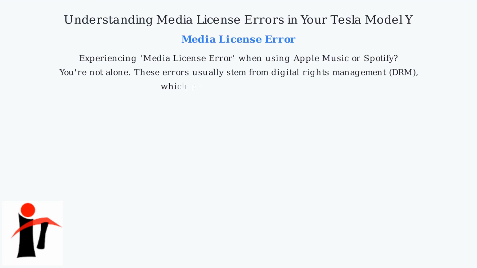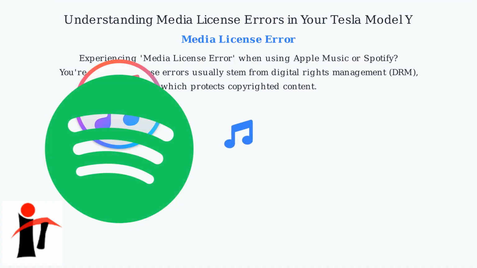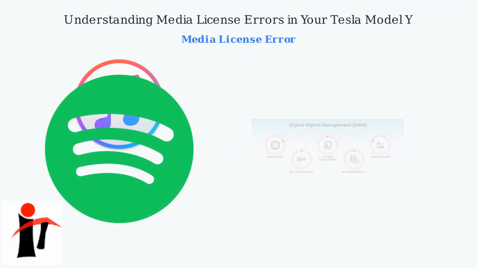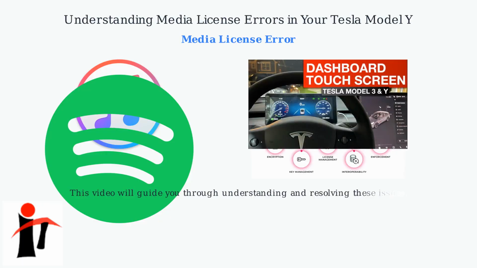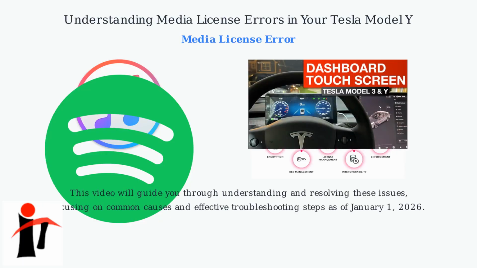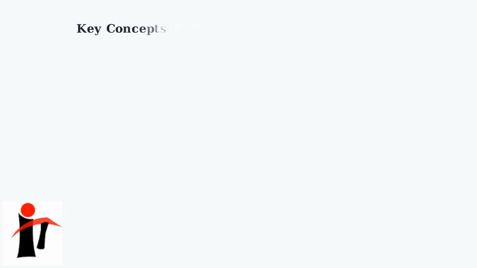Experiencing a media license error when using Apple Music or Spotify in your Tesla Model Y? You're not alone. These errors usually stem from digital rights management, DRM, which protects copyrighted content. This video will guide you through understanding and resolving these issues, focusing on the common causes and effective troubleshooting steps applicable as of January 1st, 2026. We'll cover everything from basic fixes to more advanced solutions.